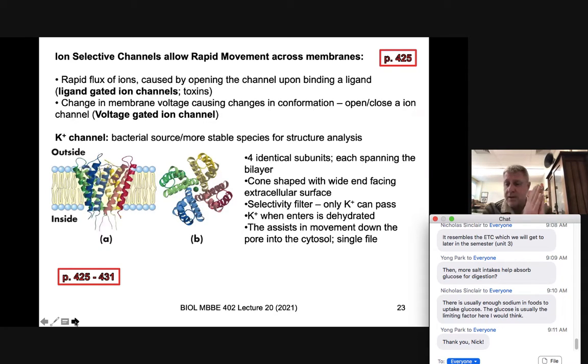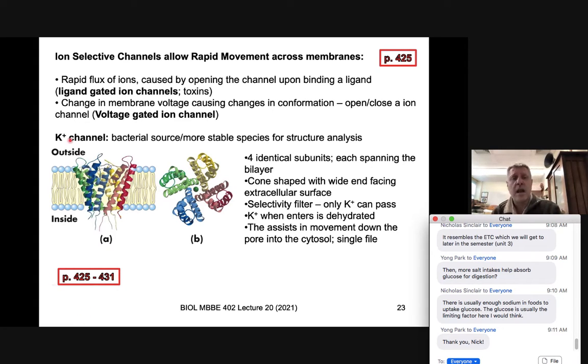And I mean moving in regards to opening and closing, in regards to accepting their ions and moving those ions through based on chemical gradients, but mostly related to electrochemical gradients. So we have two types of ion channels.